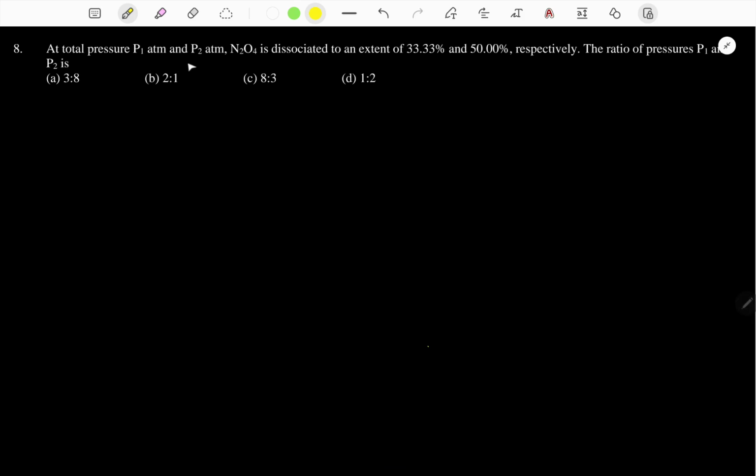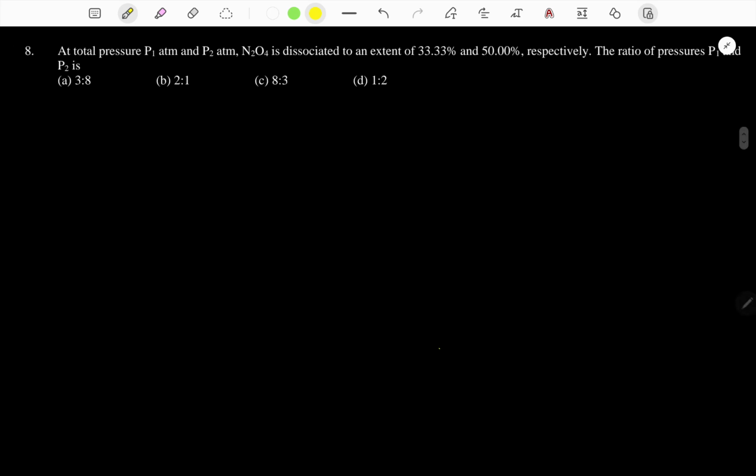At total pressure of P1 atm and P2 atm, N2O4 is dissociated to an extent of 33.33% and 50%. The ratio of total pressures P1 and P2 is? So N2O4 dissociates to 2NO2: 1, 0 initially, then 1 minus alpha, 2 alpha. Therefore the corresponding Kp is equal to pressure of NO2 to the power 2 over pressure of N2O4 to the power 1.